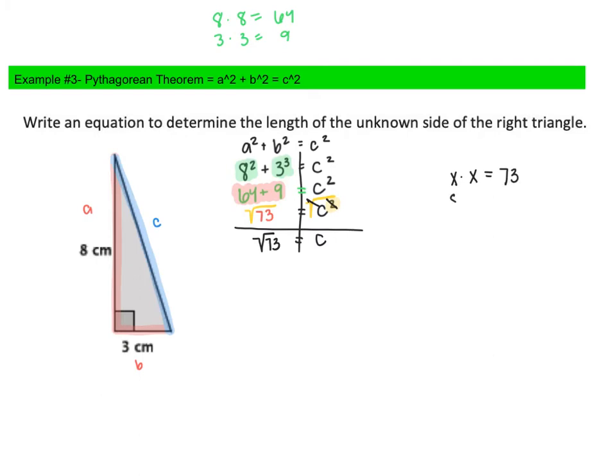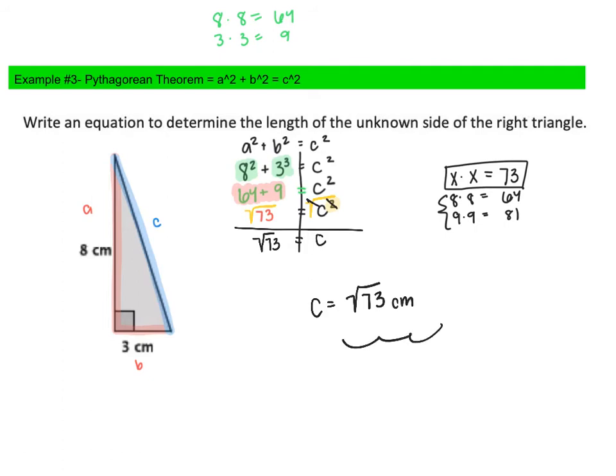Well, we know that 8 times 8 is 64. If we did 9 times 9, that would be too much. That would be 81. So we don't have a perfect square because there's no number between 8 and 9, right? So we're just going to leave this in radical form. Again, tomorrow and throughout the week, we will learn how to simplify this a little bit more and guess a little bit more on this. But our answer is c equals the square root of 73 centimeters. And we're going to leave our answer like that.